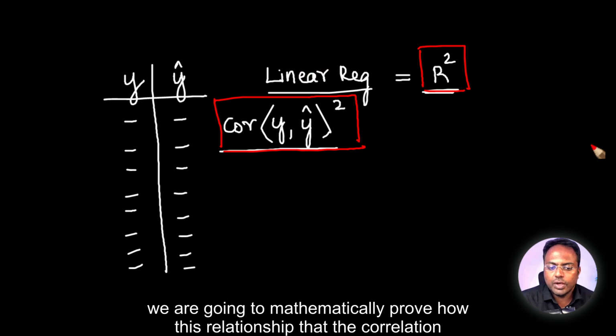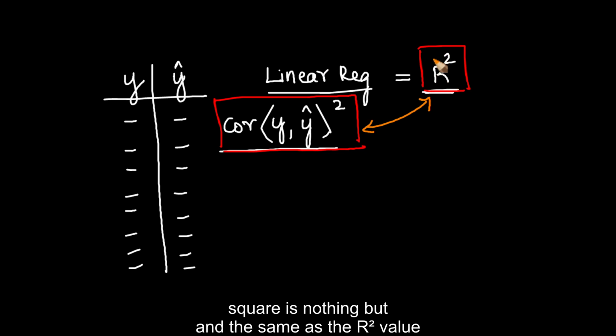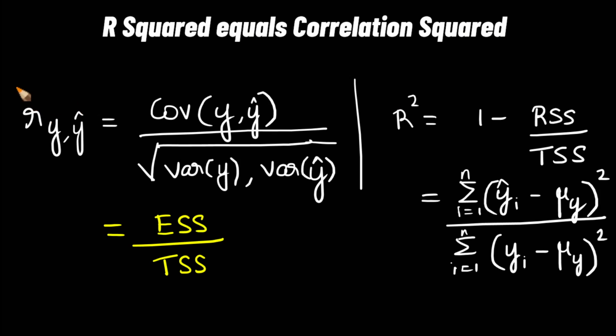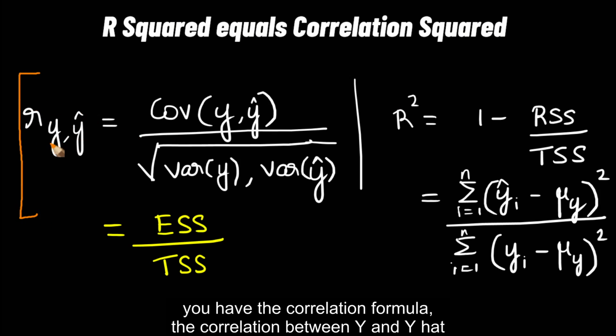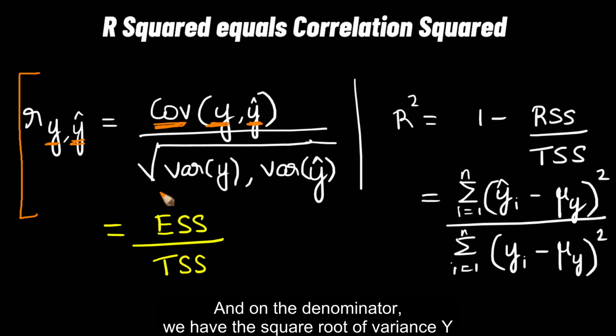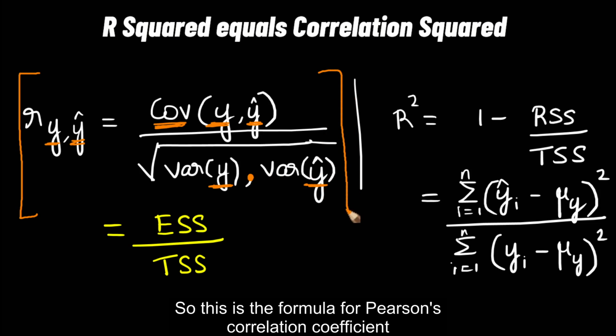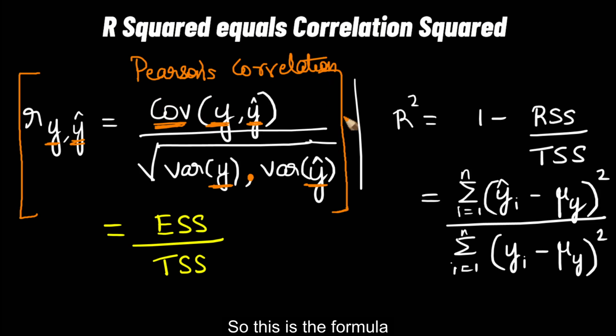Now in this video, we are going to mathematically prove how this relationship holds, that the correlation square is nothing but the same as the R square value. On the left hand side, you have the correlation formula, the correlation between y and y hat. On the numerator, you compute the covariance of y and y hat, and on the denominator, we have the square root of the variance of y multiplied by the variance of y hat. So this is the formula for Pearson's correlation coefficient.